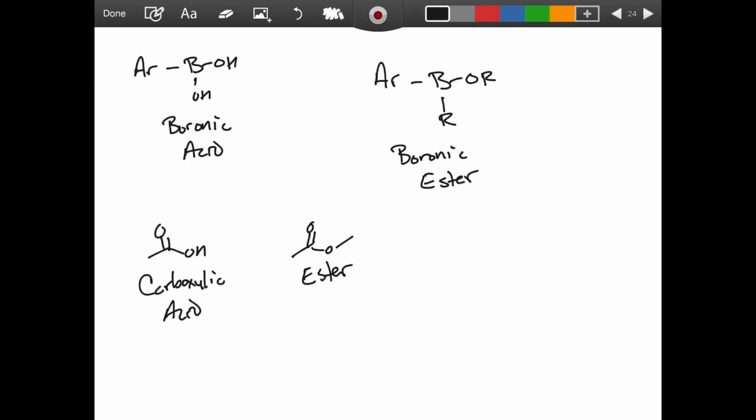Boronic esters will also do Suzuki reactions, but oftentimes you'll have a base, like sodium hydroxide, and in the process of the reaction, they will turn into boronic acids. So the ester is kind of a happy place where it can hang out. So the ester might be a little more stable, might have some other attributes that you want, but oftentimes it has to be turned into the acid to actually do the cross coupling.